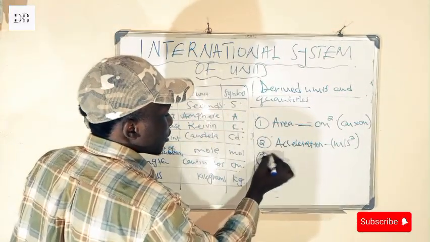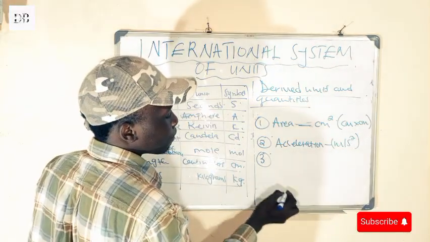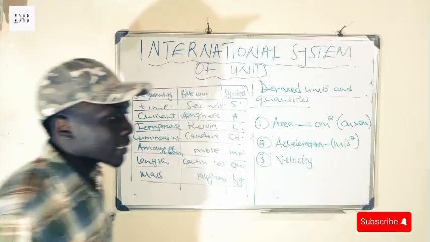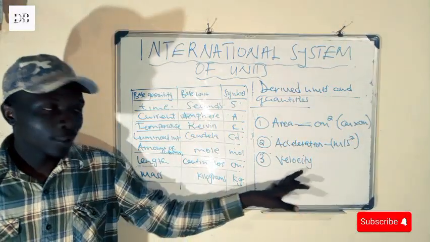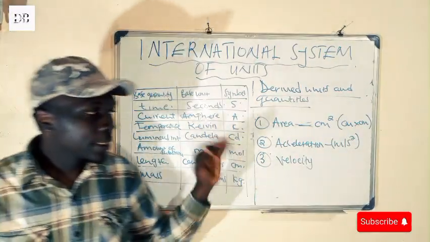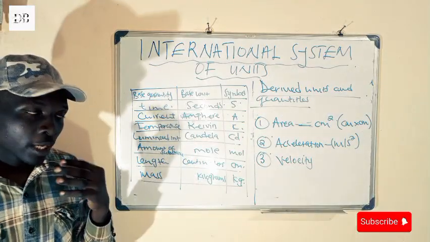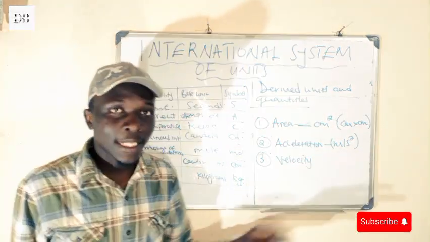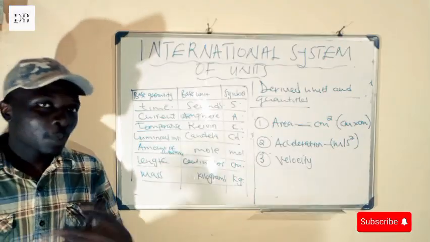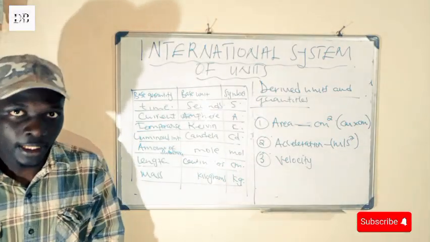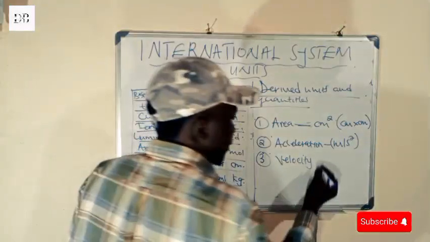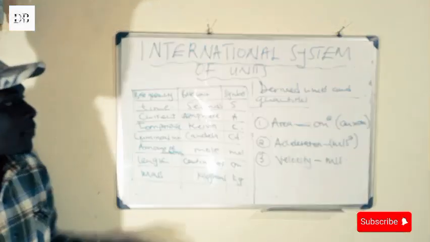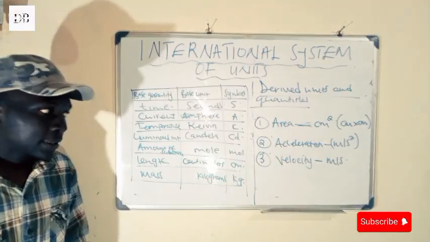Then 3, you can also look at velocity itself or speed. Speed and velocity do not differ. They only differ in situations where you are looking at directions. Velocity, we attach direction to it, or speed, we do not attach direction to it. So velocity measured in meters per second can be another example of a derived quantity.